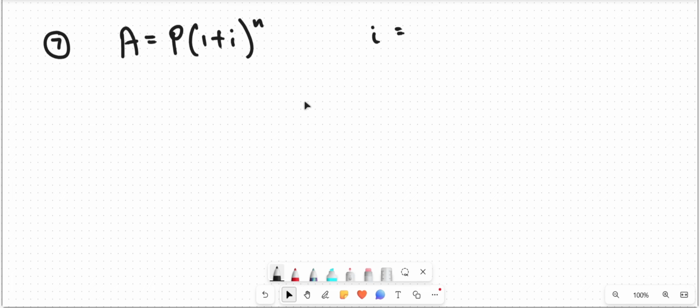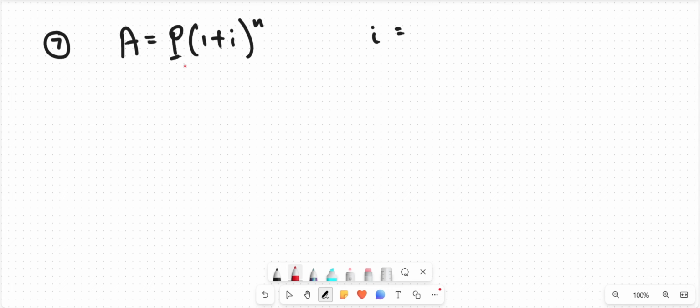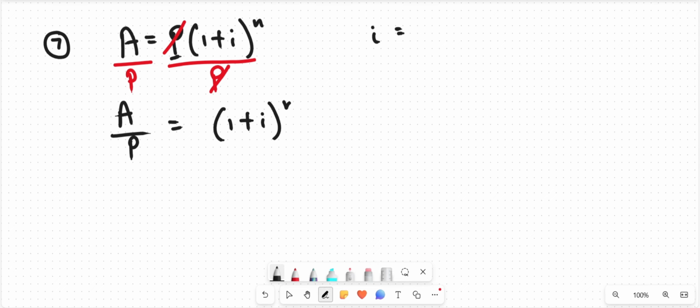Alright, so for this last example, we have A, which is accumulated, is equal to principal value P, open bracket 1 plus I, all to the power of n. And we're asked to make I the subject of the formula. So what we're going to do first is divide on both sides by the P that is multiplying that bracket. These are going to cancel, leaving me with just A over P is equal to 1 plus I to the power of n. So now we have an exponent of n.